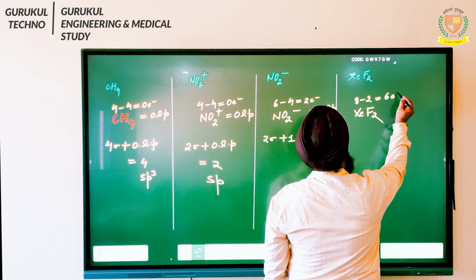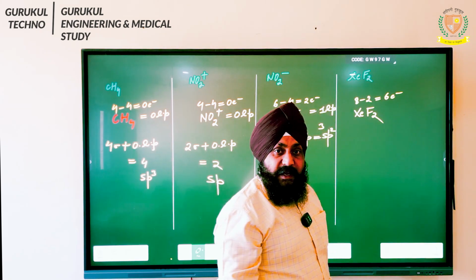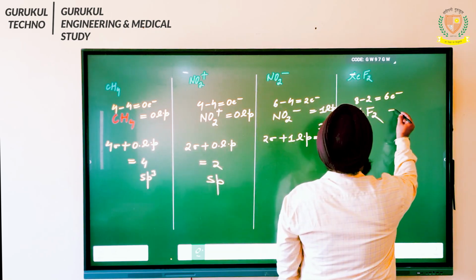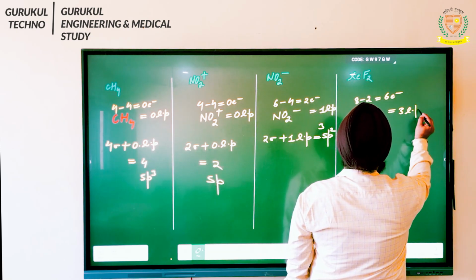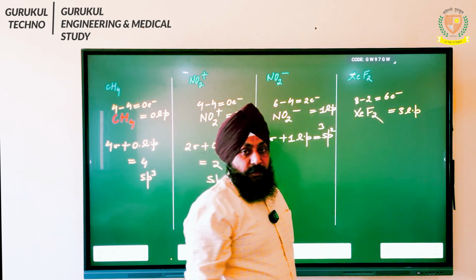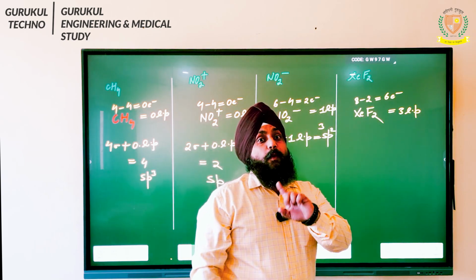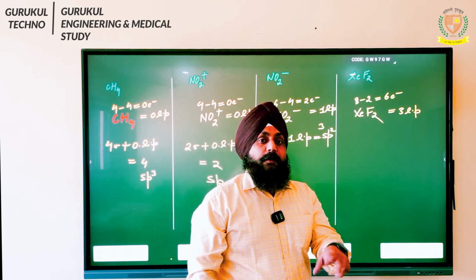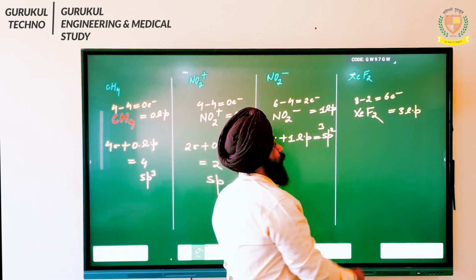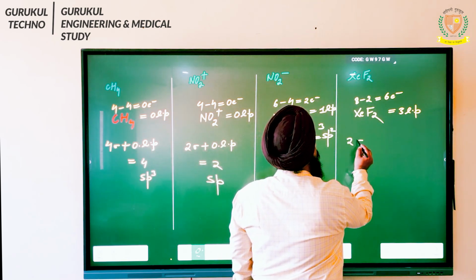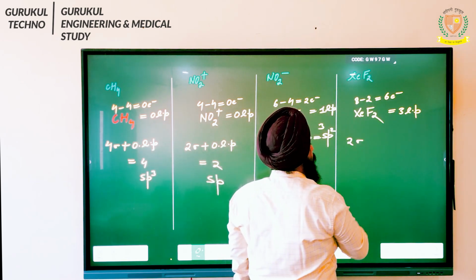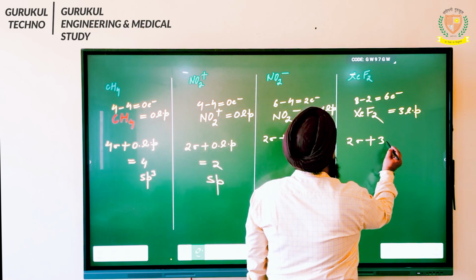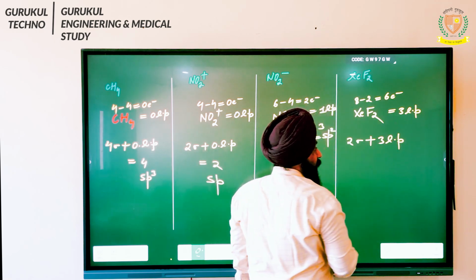So here you will be getting answer as 6 electron. This 6 electron means what, students? It is going to be 3 lone pair. 2 electrons will make 1 lone pair, so 6 electron will make 3 lone pair. So students, here the number of sigma is going to be 2, and lone pair is going to be 3.